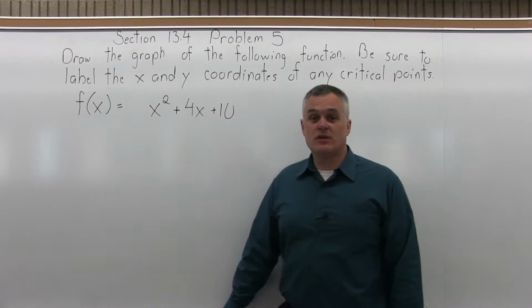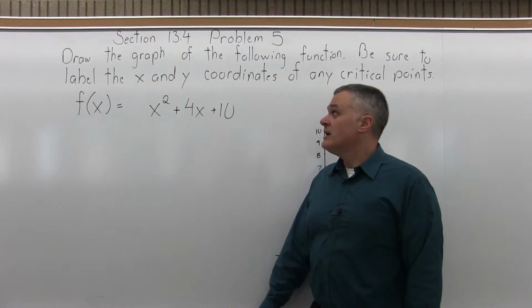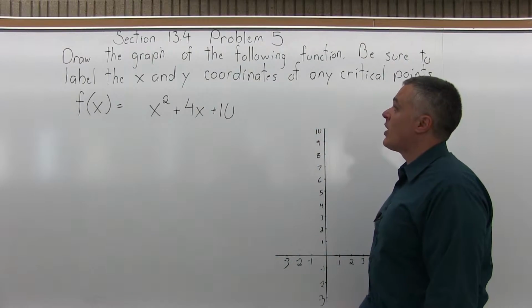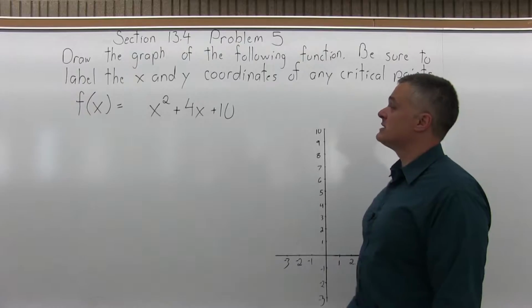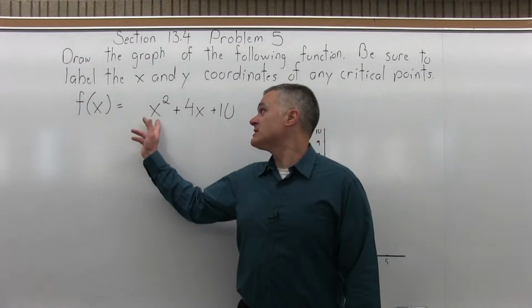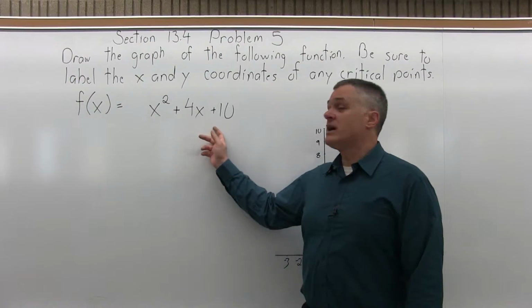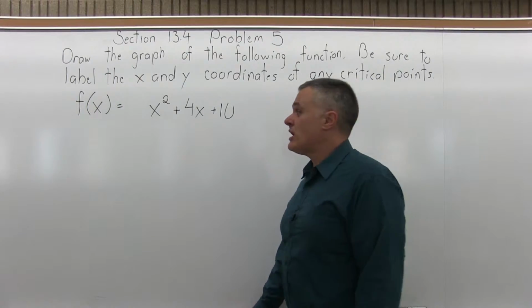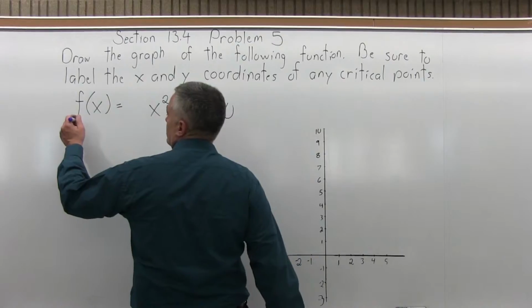This is Section 13.4, Problem number 5. It says, draw the graph of the following function. Be sure to label the x and y coordinates of any critical points. And the function for this one is f of x equals x squared plus 4x plus 10. So to get a graph of this function, it's a 7-step process. Step 1 is take the first derivative.